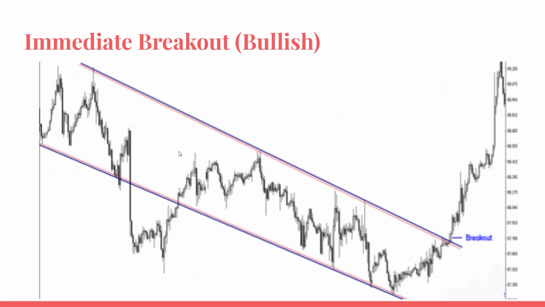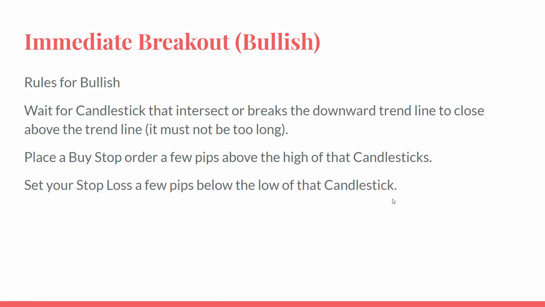And then here's a bullish form of immediate breakout. You can see the market was moving within a down channel, until the market decided to break the resistance of that trend line. Then after the market broke that resistance, it continued trading above it. It didn't even bother to come and retest it. The same rules apply.